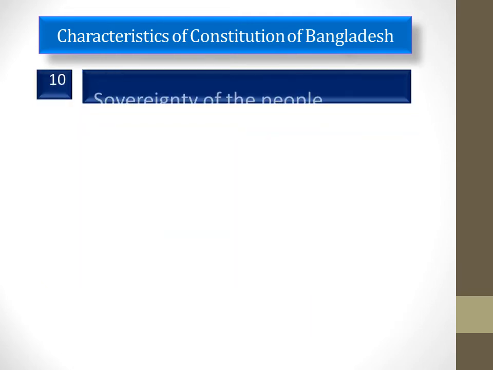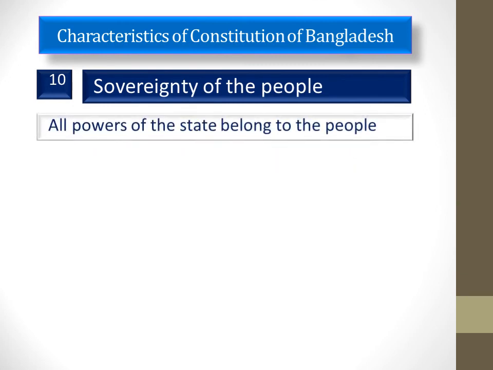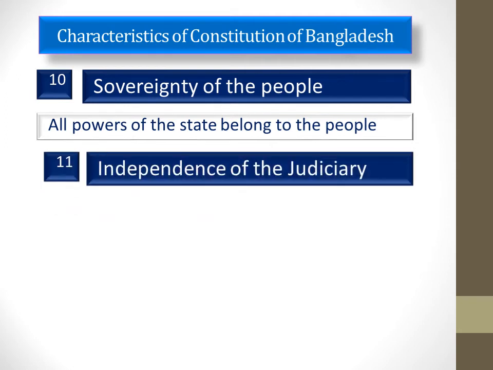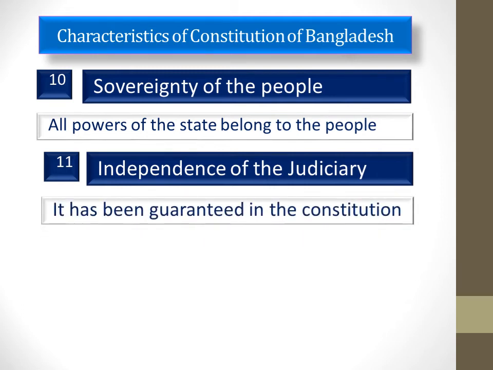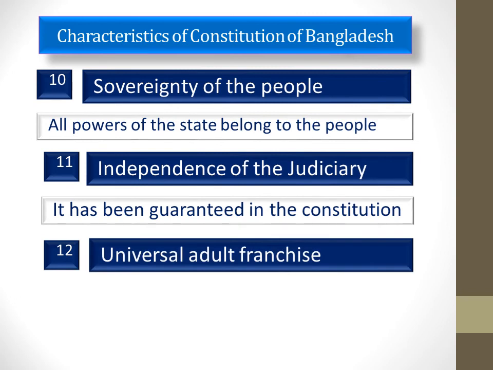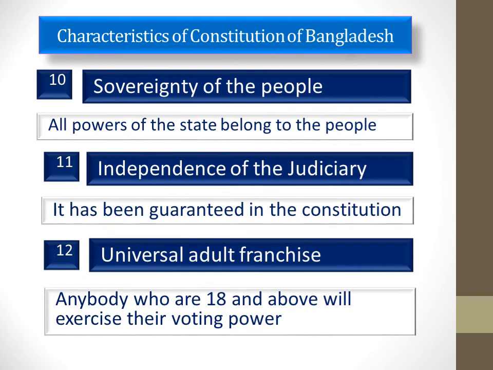Number 10, sovereignty of the people. All powers of the state belong to the people. Number 11, independence of the judiciary. It has been guaranteed in the constitution that our judiciary is independent. Number 12, universal adult franchise. Anybody who is 18 and above will exercise their voting power. They are adult franchise.